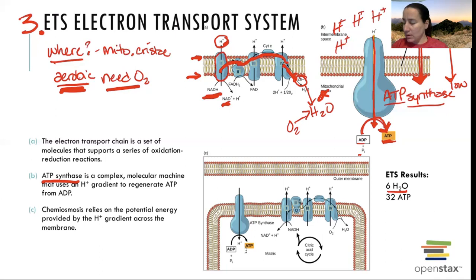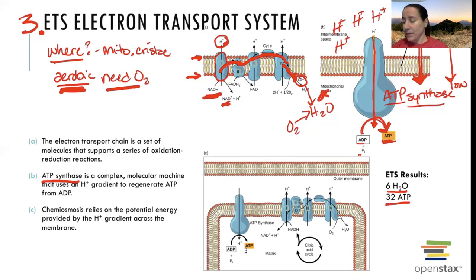We're going to produce the water, and remember, our previous step one was only 2 ATPs, and glycolysis was 2 ATPs, citric acid cycle was 2 ATPs. Look at the number of ATPs you get from this step. This is the most efficient step, the electron transport chain, electron transport system: 32. You get 32 ATPs on this step.